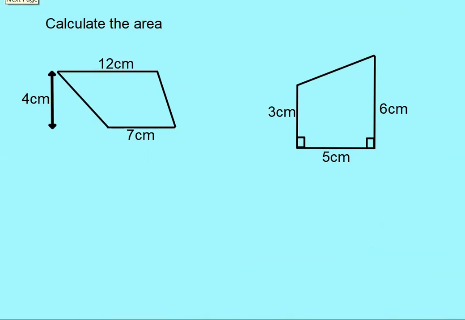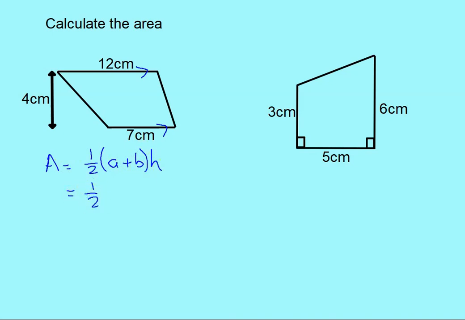Now, we try and trick you sometimes, but this is a trapezium. They'll either tell you it's a trapezium or they'll put those on. So let's do this one. I always write the formula. That's the bit I never skip.